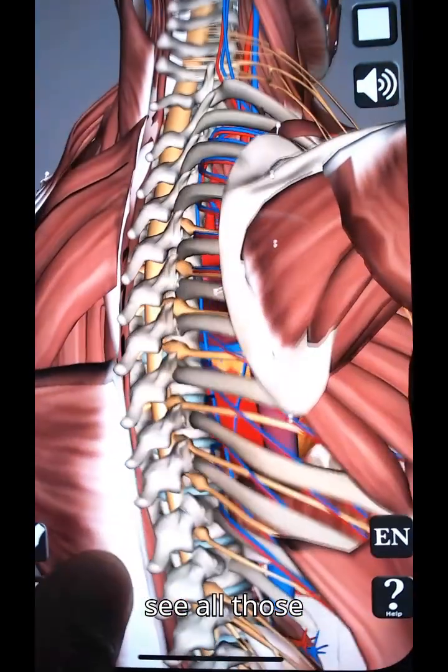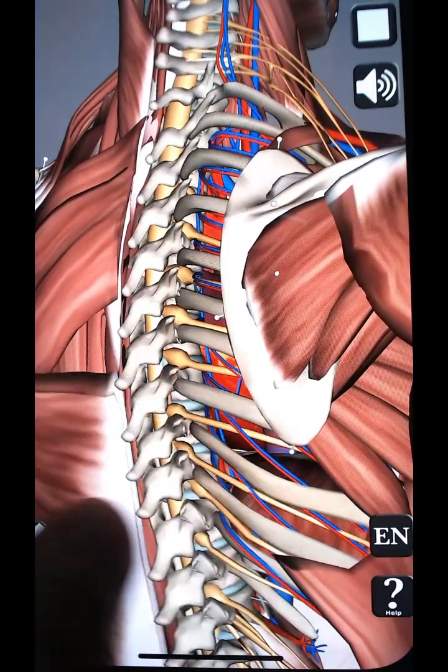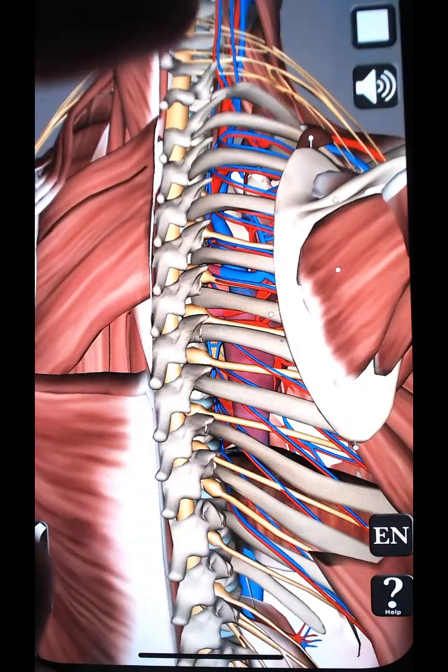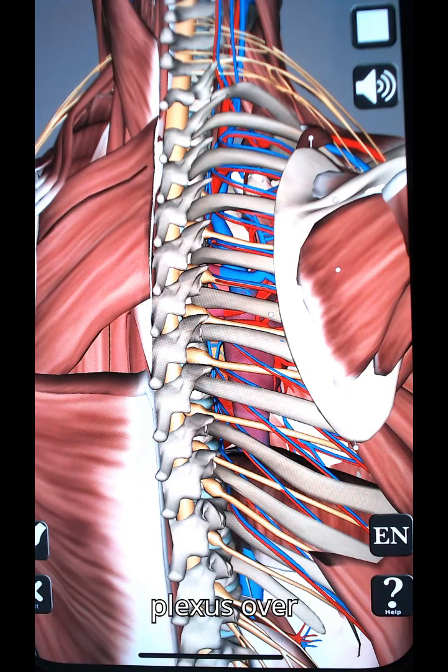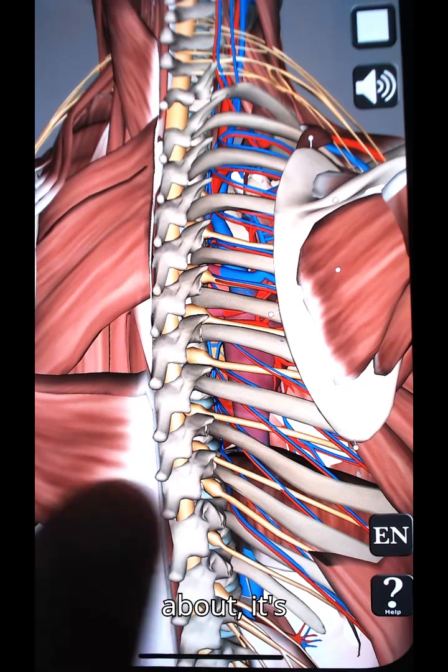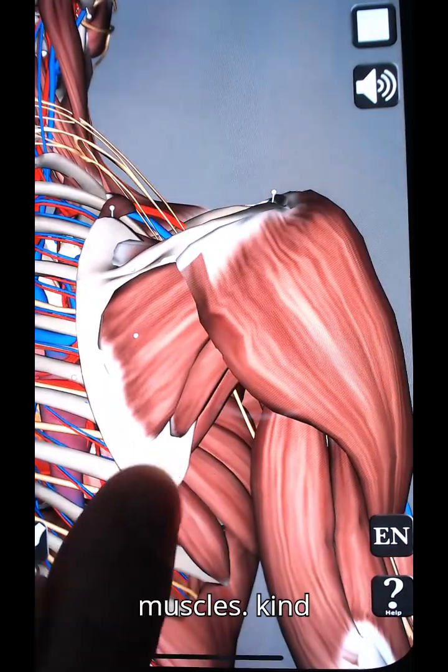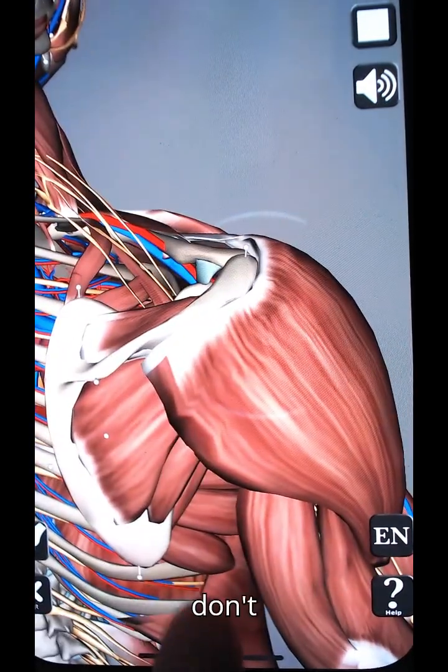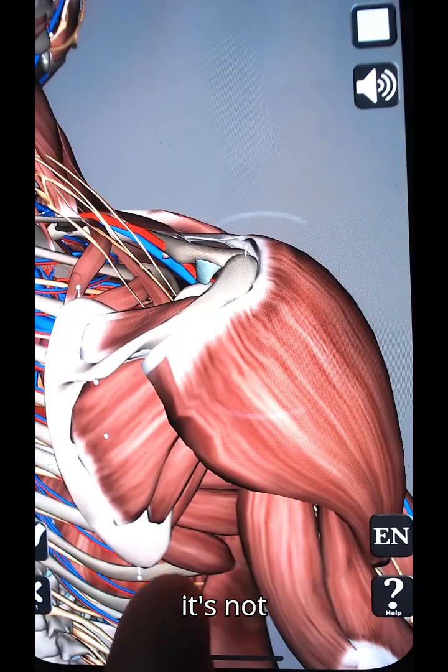You can see all those beautiful nerve roots coming out. You can see the cervical plexus over there, and the last muscle I want to talk about. It's one of my favorite muscles. Most people don't appreciate it as a neck muscle because it's not really a neck muscle.